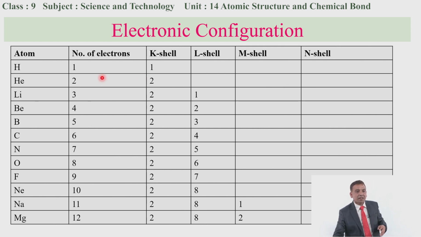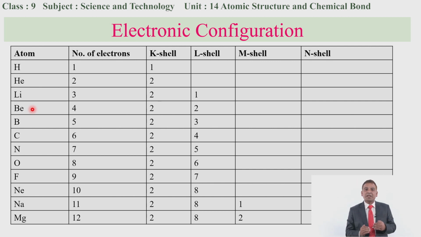But in helium, there are 2 electrons, so 2 electrons have been put in the K shell. No more electrons are left, so we cannot put any more electrons here. But in the case of lithium, altogether there are 3 electrons. These 3 electrons are configured in 2 shells, because the first K shell can accommodate only 2 electrons. So the third electron has been kept in the L shell, because the K shell cannot accommodate more than 2 electrons.